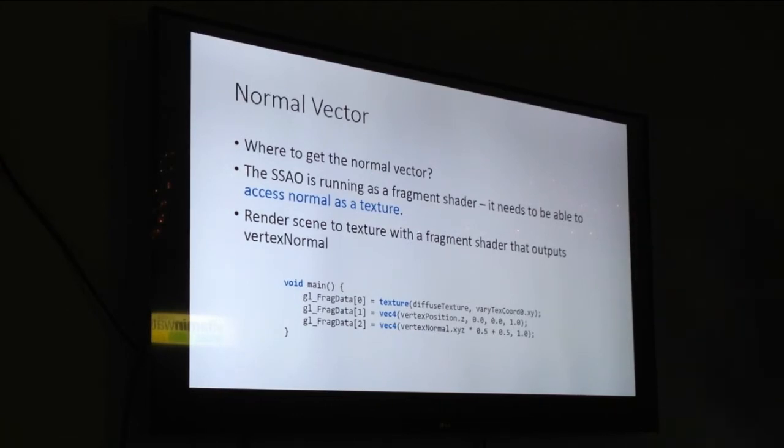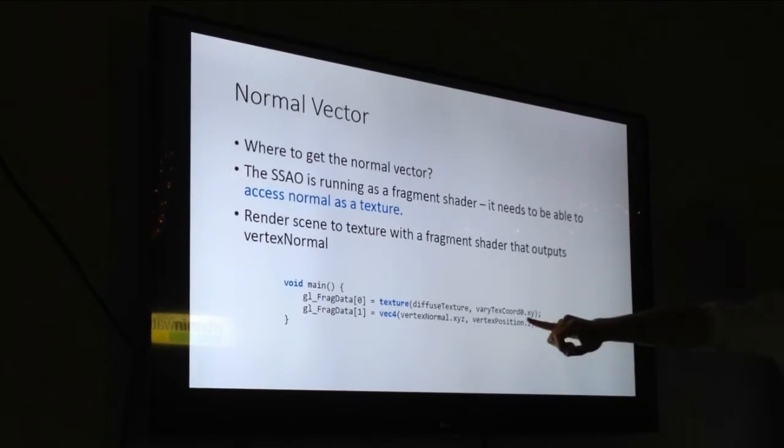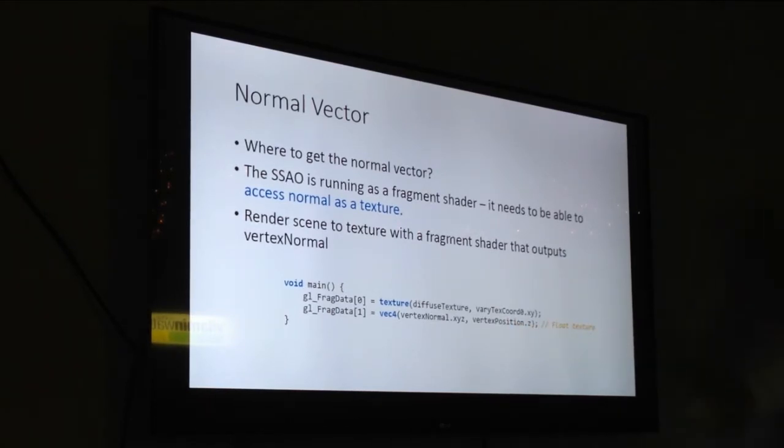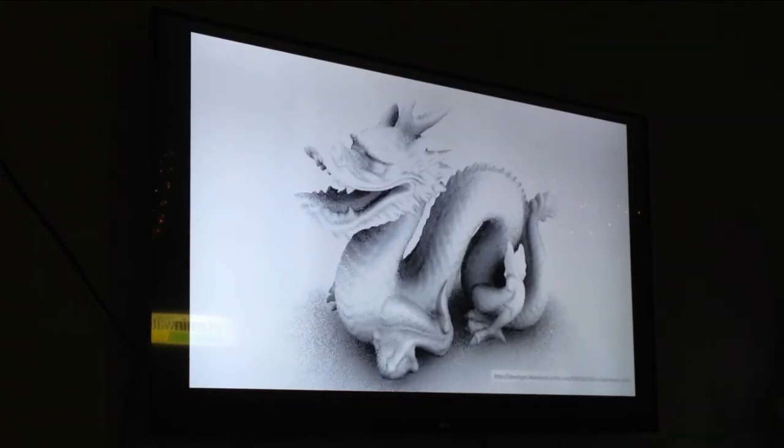So we render to texture, outputting the normal as a texture. And it turns out that instead of using 3 outputs, you can just reuse that texture. You can reuse the RGB channels of this for the normal and the Z position for the depth. And this is a float texture, so a float texture has no negative values, so we don't have to do the times 0.5 thing. And this gets us something like this.